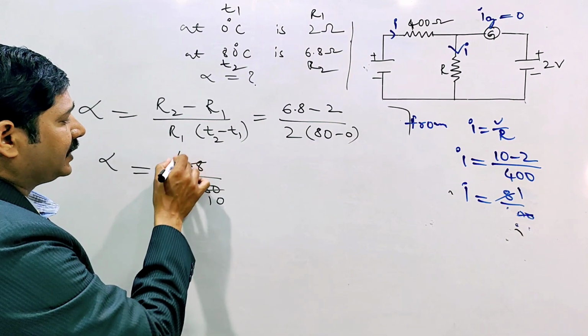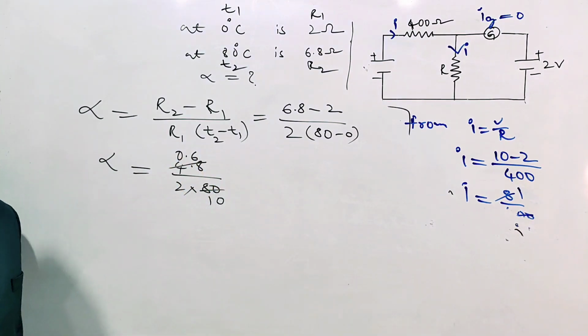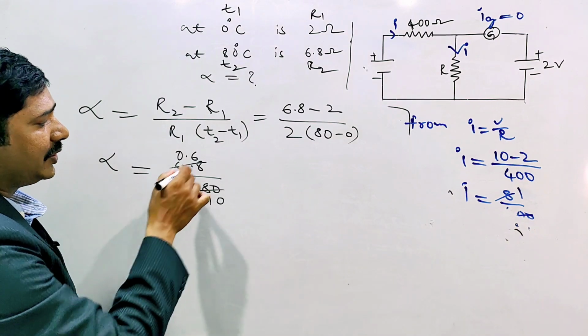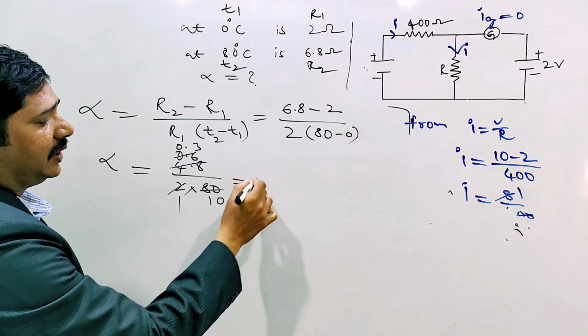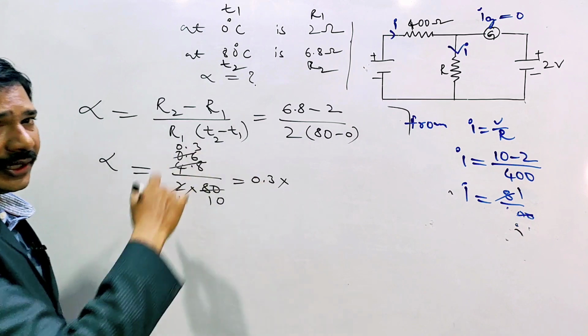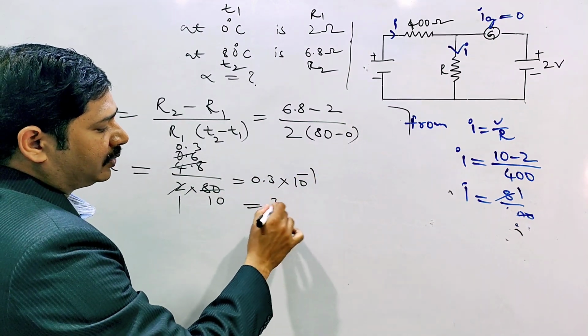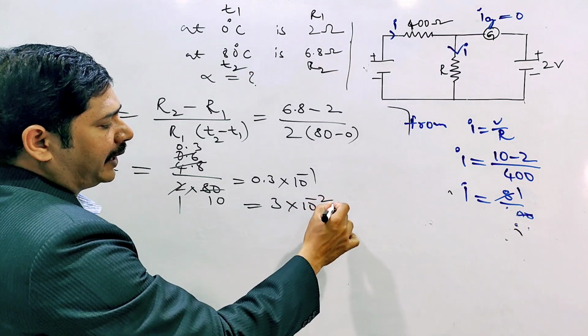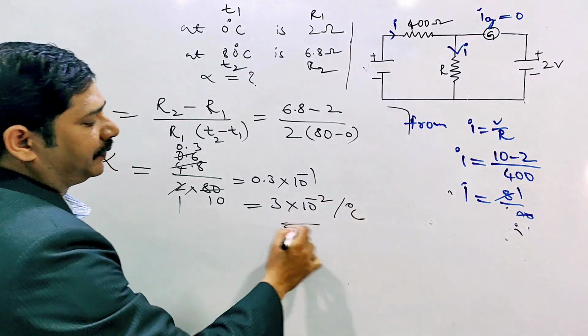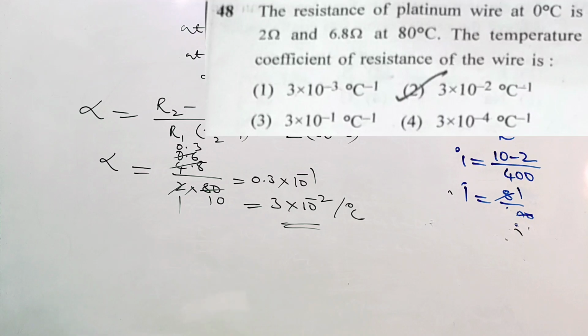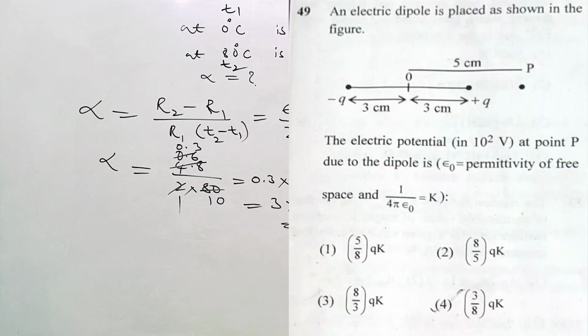Here 8 6 of 48 decimal as it is taken. 2 1 ja to 0.3. 0.3 into 10 to the power of minus 1 in the denominator, that is equal to 3 into 10 to the power of minus 2 per degree centigrade. Which option is correct? The second option is correct. Next question you can take.